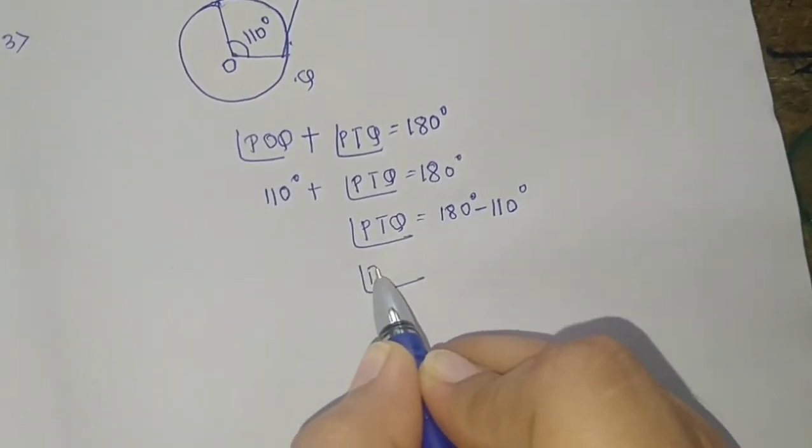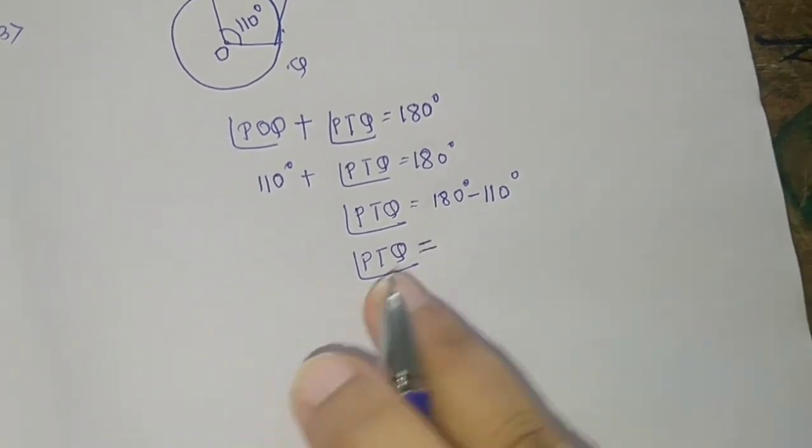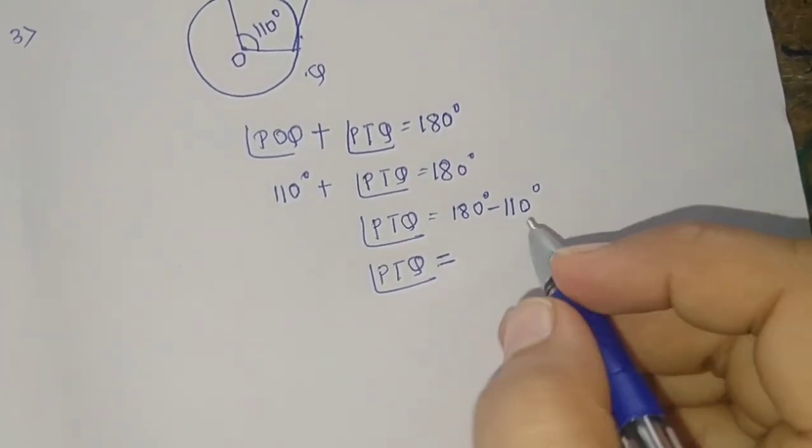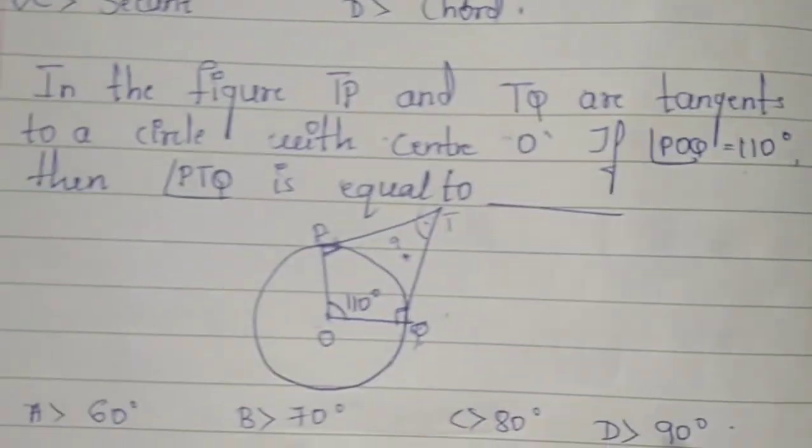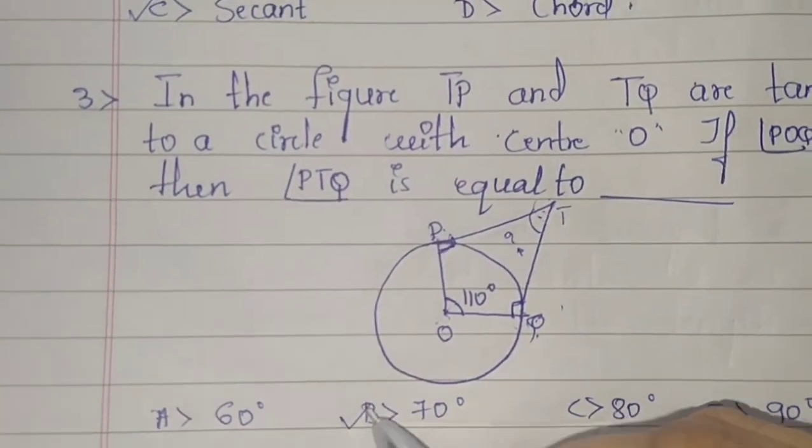Now you can see the value of PTQ. The value of angle PTQ is nothing but 70 degrees. So the correct option is option B.